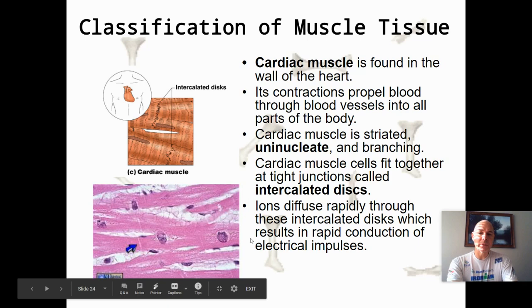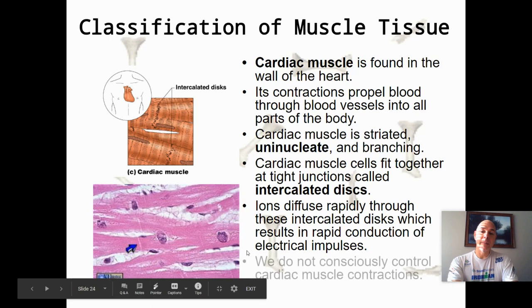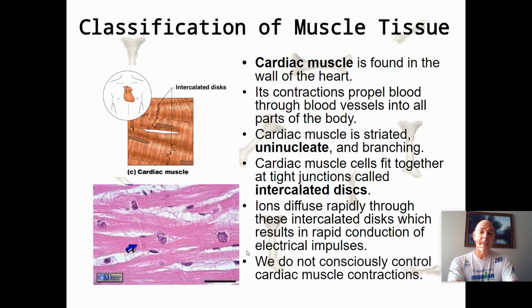So these ions diffuse rapidly through these discs, these junctions, which aids in a fast, rapid electrical impulse, which causes the chambers of the heart to pump in the right time and the right rhythm. And as you probably know, we do not consciously control cardiac muscle contractions.